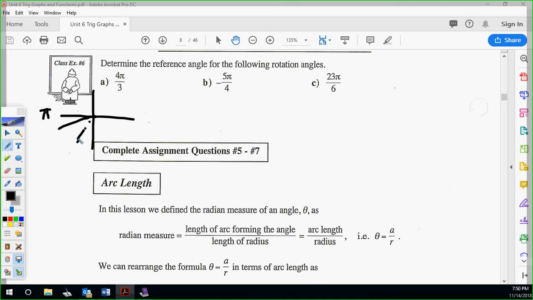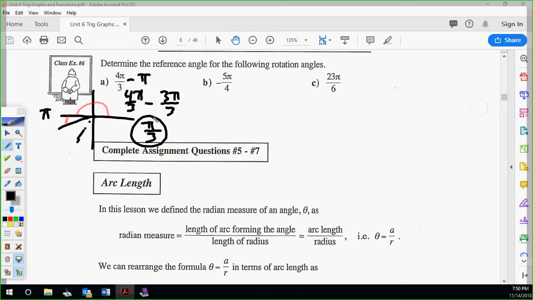So if I'm in the third quadrant, I want to go 4 pi over 3 minus pi, because I'm subtracting the 180 to get the reference angle, like yesterday. If we get a common denominator, 4 pi over 3 minus 3 pi over 3 gets me 1 pi over 3. So pi over 3 is the reference angle for the first one.